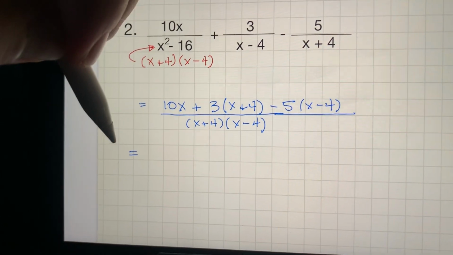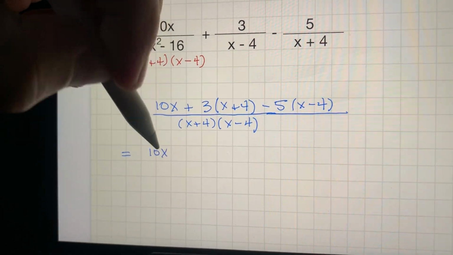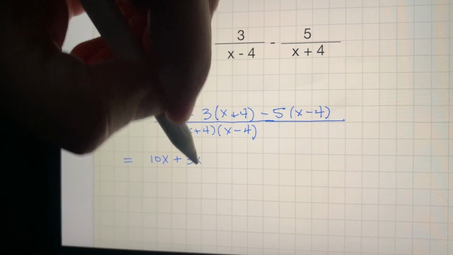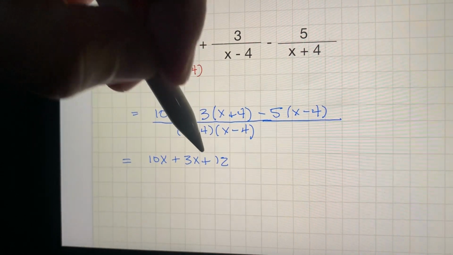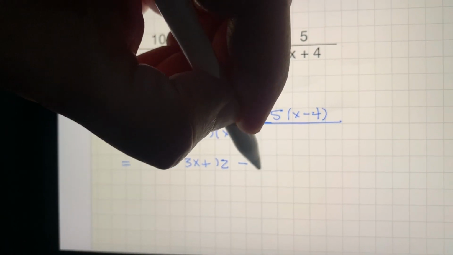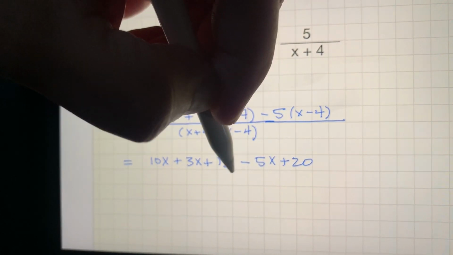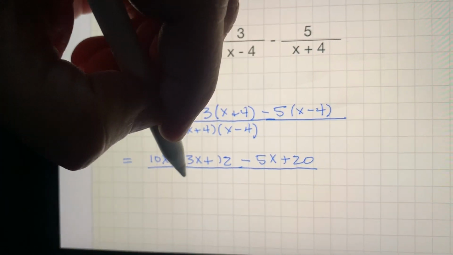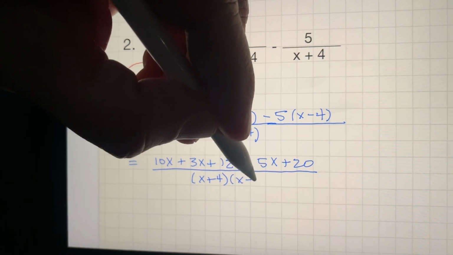Simplifying that equation, I end up with 10x plus 3x plus 12 minus 5x plus 20, divided by x plus 4 times x minus 4.